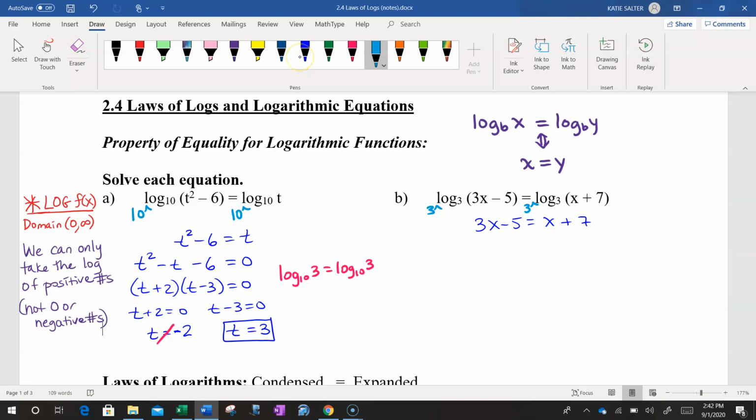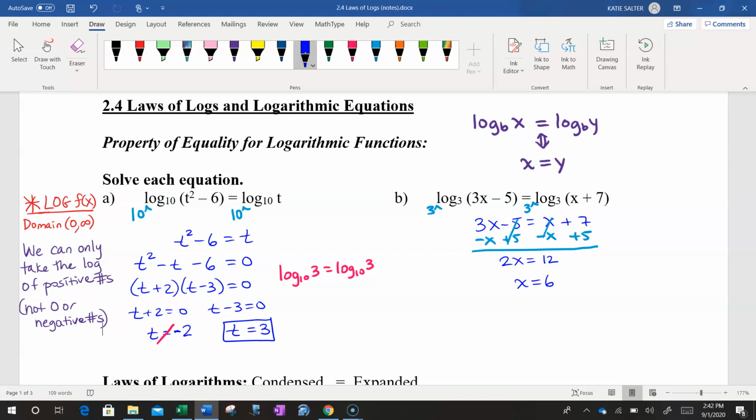This is just a linear equation, so we would subtract x from each side and add 5 to each side. We get our variables on one side and our constant terms on the other. So 3x take away x is 2x, and 7 plus 5 is 12, and we would divide each side by 2, and we get that x is equal to 6.